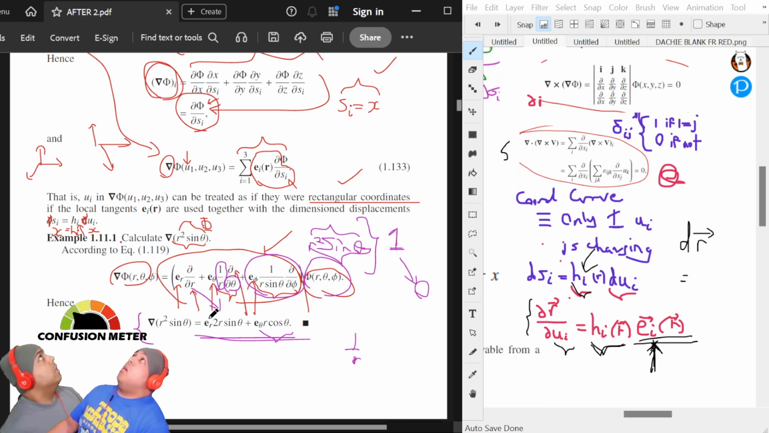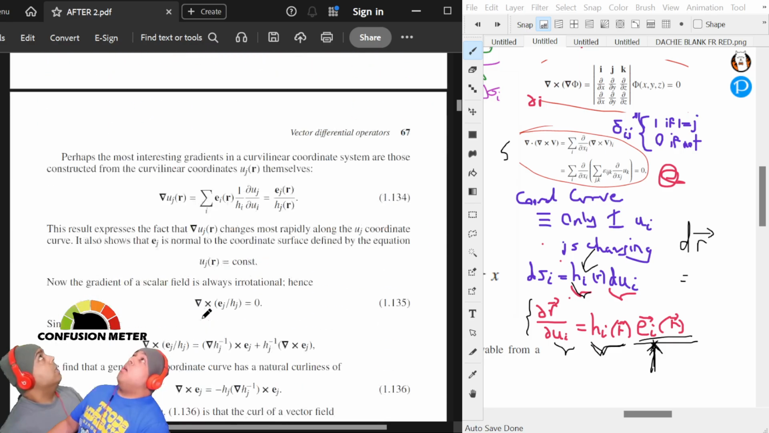So nothing ever goes in the phi direction. So maybe it's like a plane or something, I don't know.